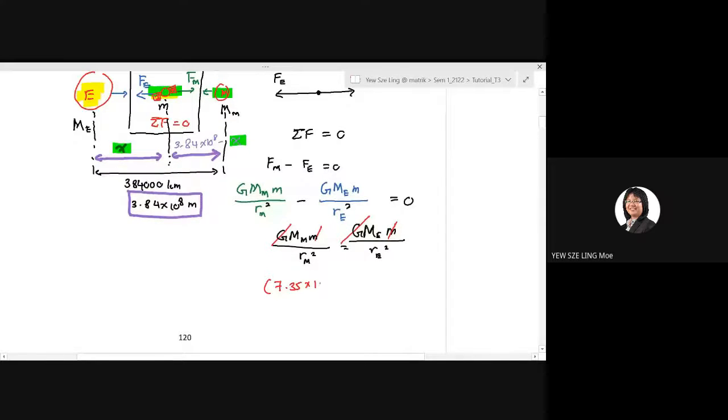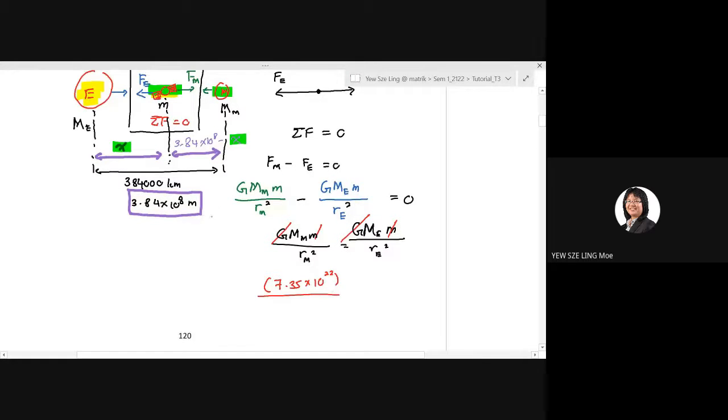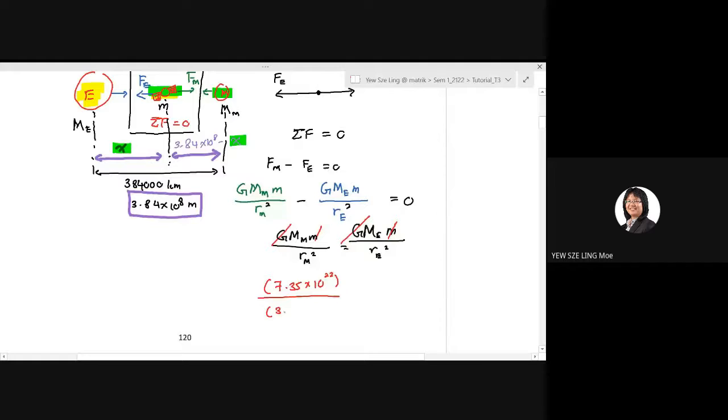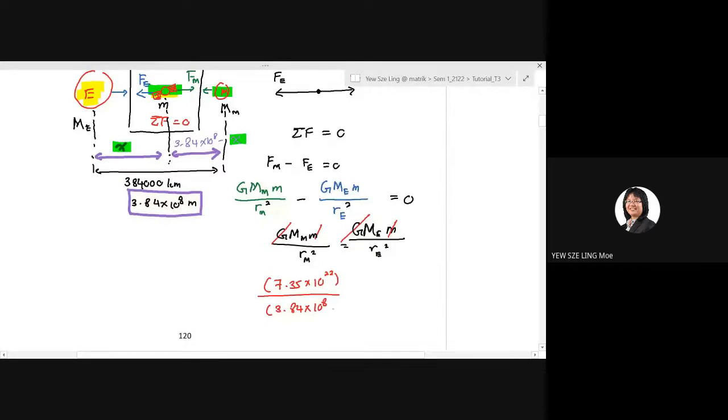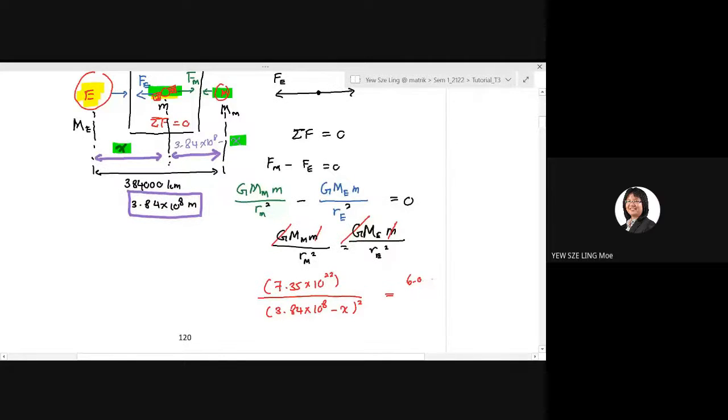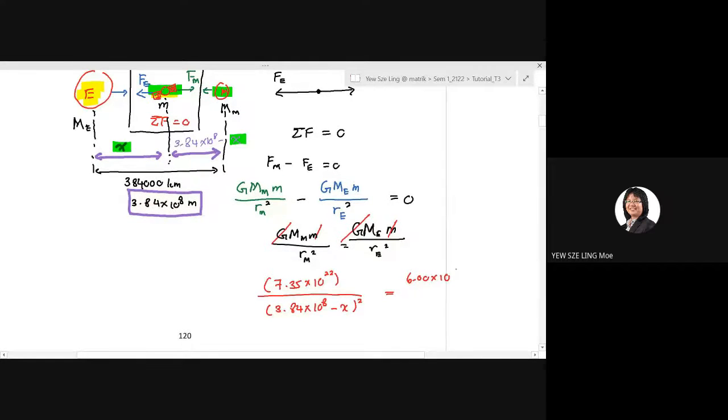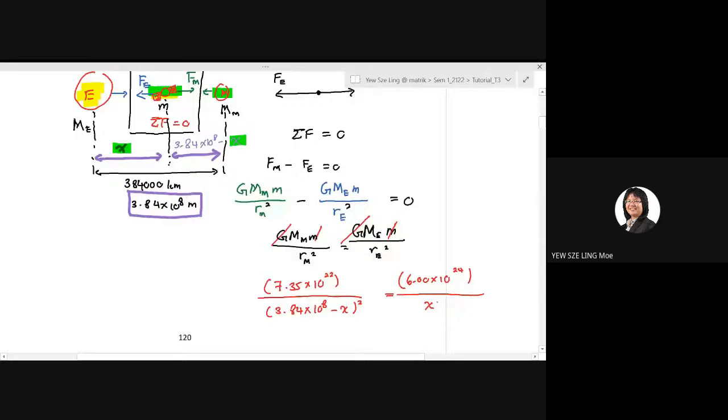So Mm is given, okay, according to the question, kita ada 7.35 times 10 to the power of 22 divided by, now Rm according to the question is 3.84 times 10 to the power of 8 minus x, okay, minus x squared equals to, so the mass of the earth is given, 6.00 times 10 to the power of 24 kg. Okay, so this is for the earth divided by x squared.